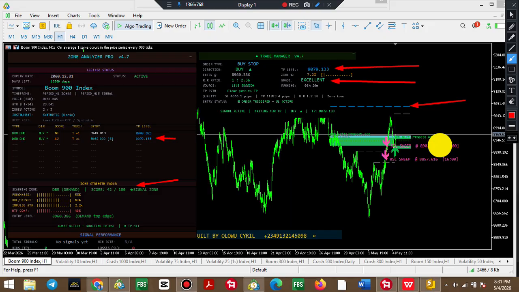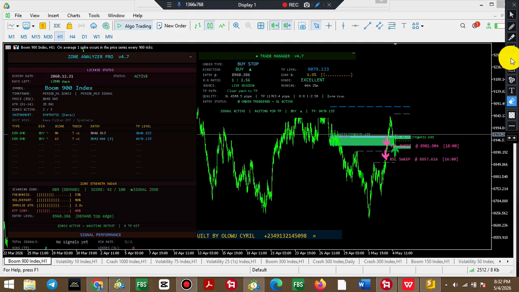But the system has a way of checking if that TP level is safe or not. Are you getting me now? The system has a way of checking if that TP level is safe or not. Now, when it's safe, it tells you a clear path to TP. Can you see it here? It tells you clear path to TP, meaning that from this entry point to that point, the system can't detect any barrier that is going to stop this price from hitting that TP level. That is what it really implies.